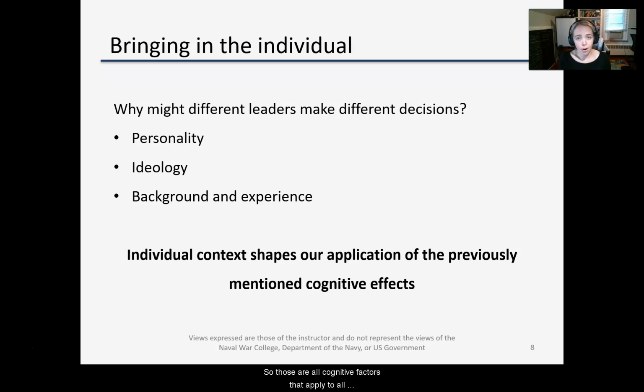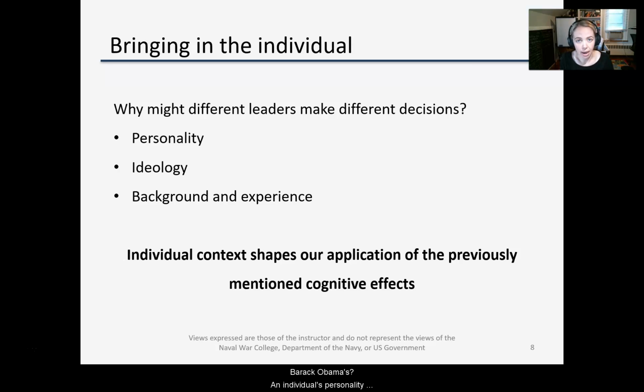So, those are all cognitive factors that apply to all people making decisions. They're common patterns that we see in actual people's behavior. But why might one leader make different decisions than another? Are there reasons to expect that George W. Bush as president would make different decisions than Al Gore would? Or that Donald Trump's policies would differ from Barack Obama?